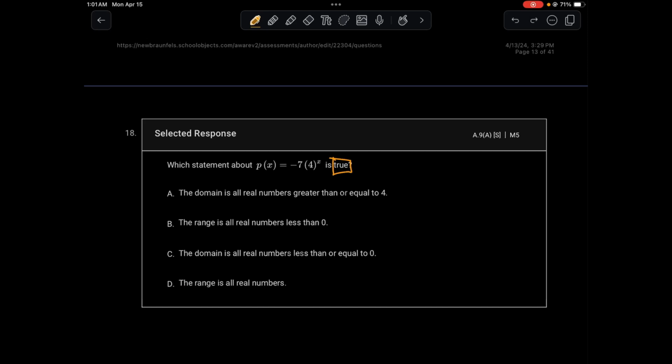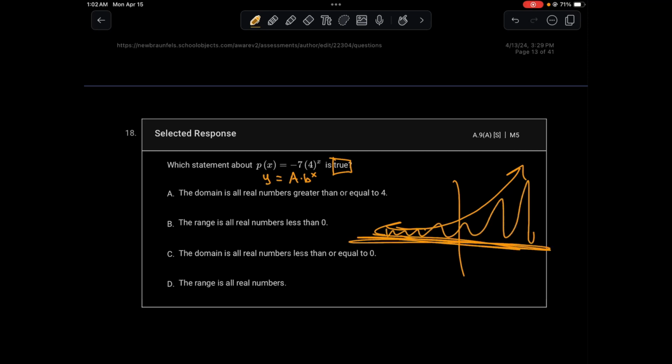Well, here I need to see the graph. When it comes to domain and range, I need to see a graph. But this is an exponential, y equals a b to the x. The domain of an exponential is always all real numbers, because the exponential expands like this forever, it expands like that forever, and eventually if you project it, the shadow of it is going to cover the entire x-axis. That's the only thing that you know.